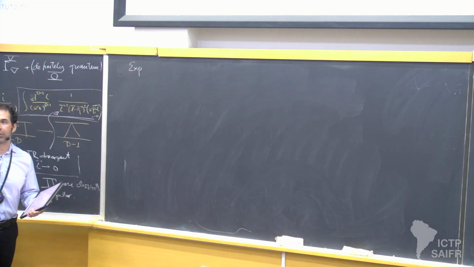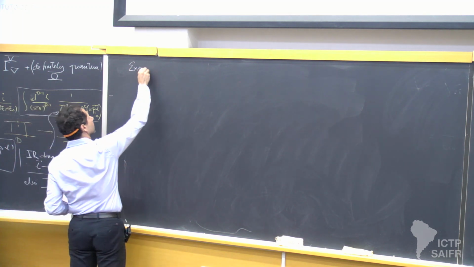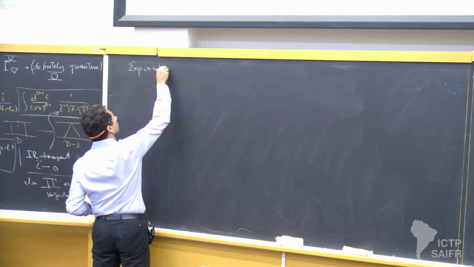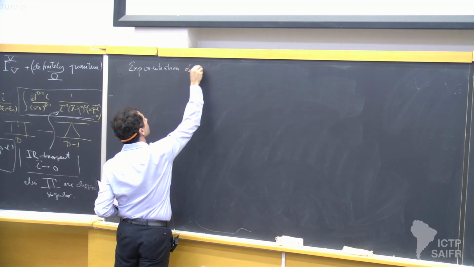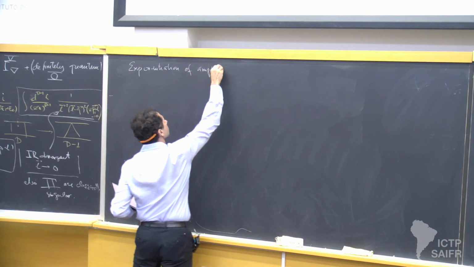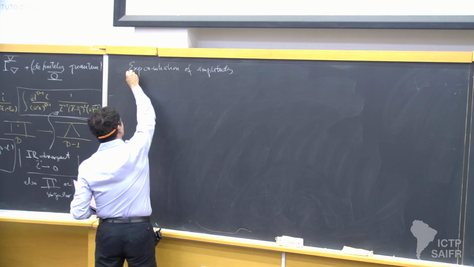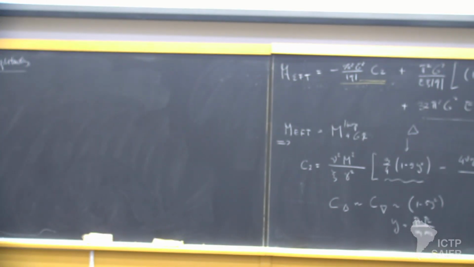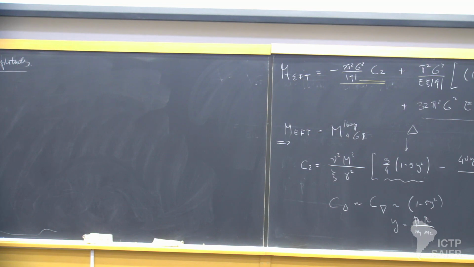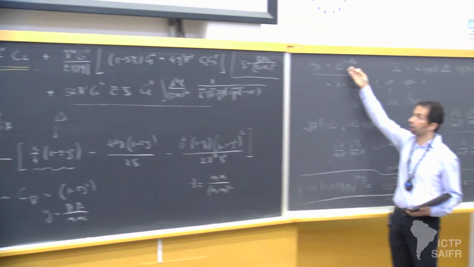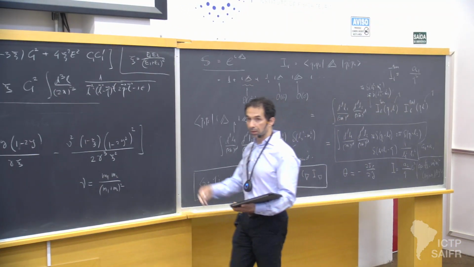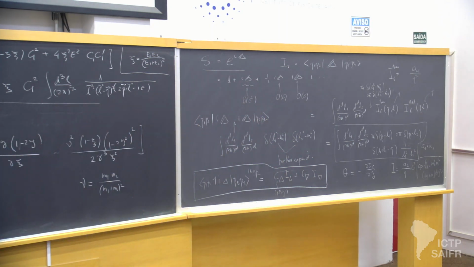So let's go a little bit more formal and worry about exponentiation of amplitudes. So what do I mean by this? We had this formal argument that the S matrix has to look this way. The question is, does it really look this way? And can we make an argument that, in fact, it does look this way? And that's what we're going to discuss briefly.